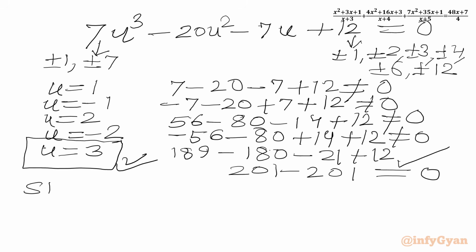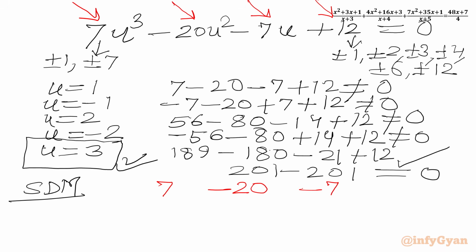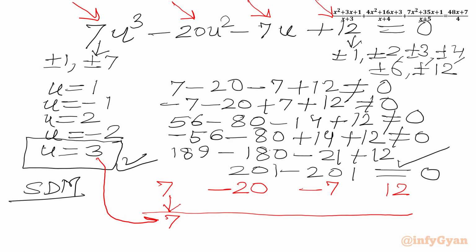Now we can use the synthetic division method. In this method we need to write all the coefficients of the cubic equation. So the coefficient of u cube is 7, coefficient of u square is minus 20, coefficient of u is minus 7, constant is plus 12. We will write here 7 minus 20 minus 7 plus 12. We'll put one line over here. The leading coefficient would be as it is, 7.